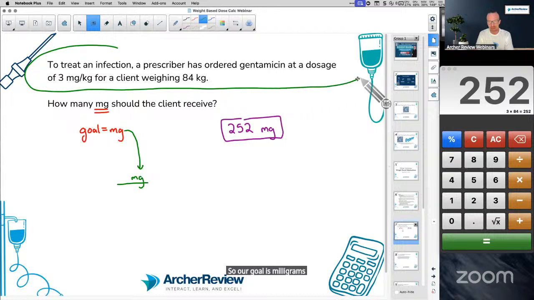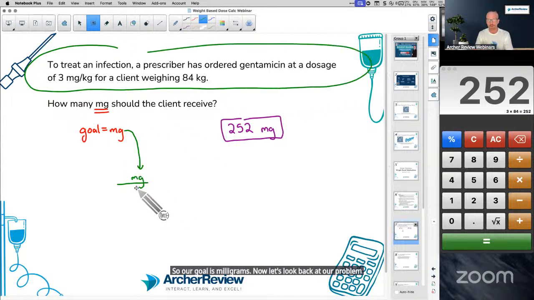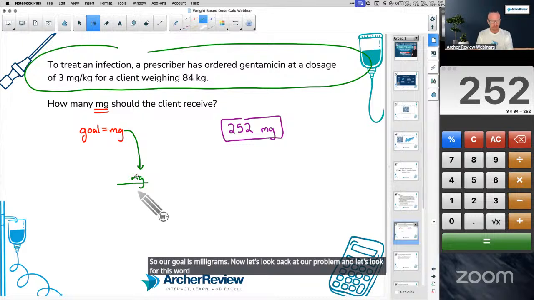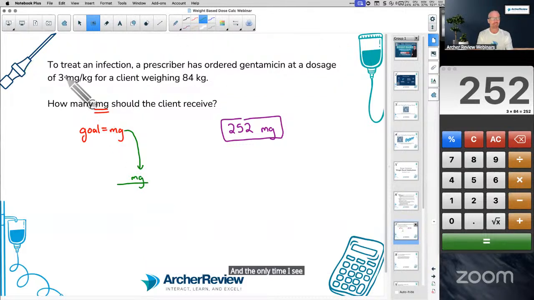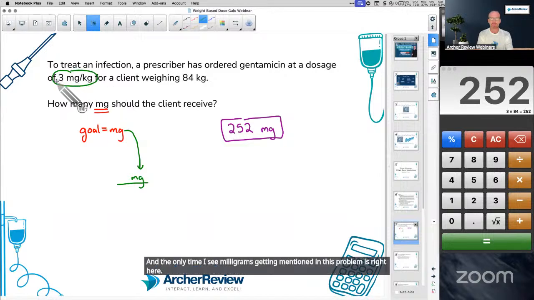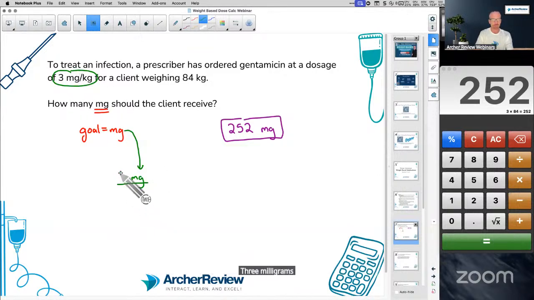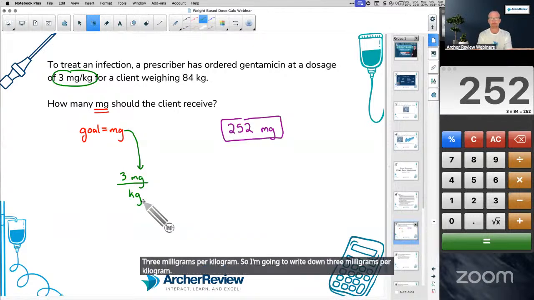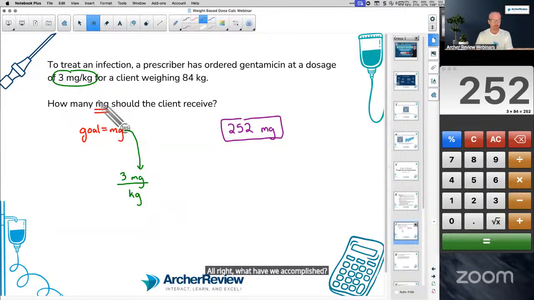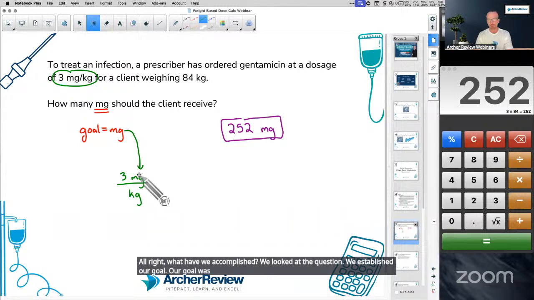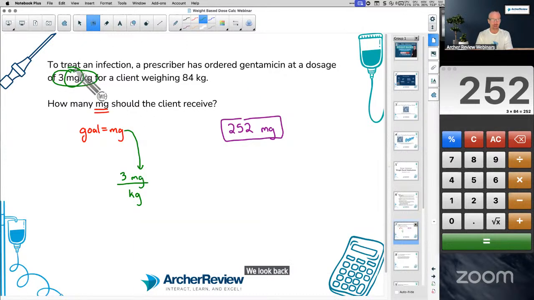Now let's look back at our problem and look for this word in our problem. The only time I see milligrams getting mentioned in this problem is right here: 3 milligrams per kilogram. So I'm going to write down 3 milligrams per kilogram. All right, what have we accomplished? We looked at the question. We established our goal. Our goal was milligrams. We wrote milligrams at the top of our first fraction. We look back at our problem and we find that word. And then I'm creating that fraction.